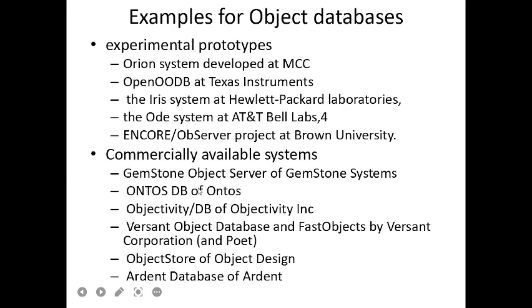Some commercially available systems included Gemstone Object Server, Ontos DB, or Objectivity DB of Objectivity. Then Versant Object Database and Fast Objects by Versant Corporation. And we have Object Store of Object Design and Ardent Database of Ardent. So these are some examples of object databases.